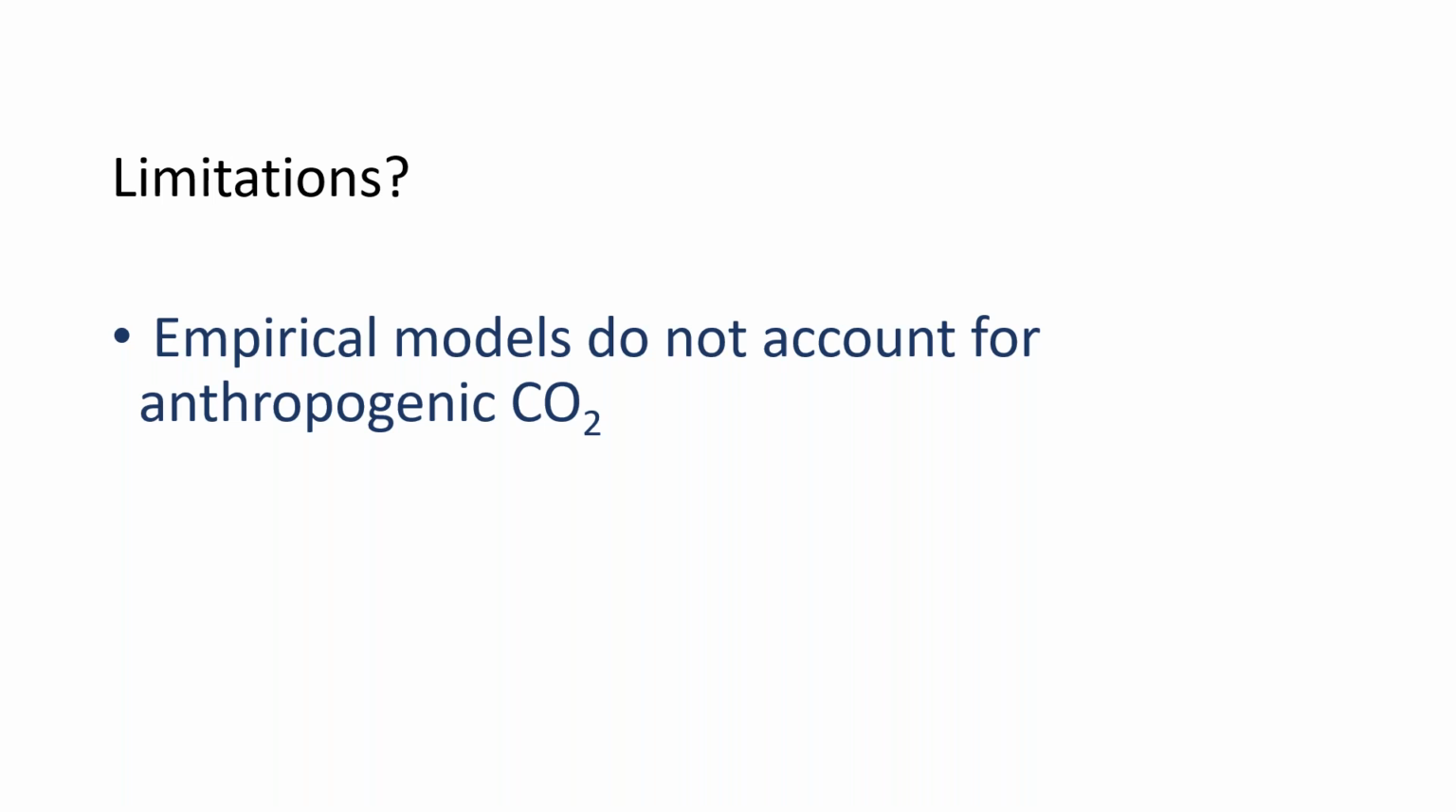One limitation of these empirical models is that they do not account for anthropogenic addition of carbon dioxide, so the results are only valid within about 10 years of the calibration period. To estimate conditions outside of that time frame, you would need to account for anthropogenic addition of carbon dioxide, and that's what we did in the application that I will talk about next.